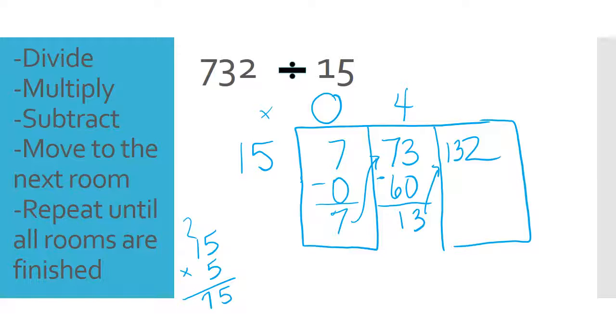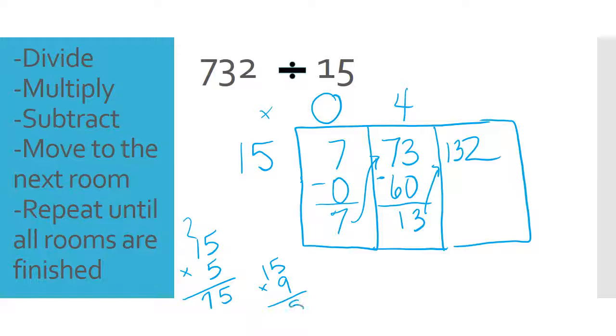Now I've got to do 15 divided into 132 because I've got to start every room over. Y'all know I'm going to have to do some cheese dip because I don't know my 15 facts. So I'm thinking to myself, if 15 times 5 is 75, I think I'm going to try 15 times 9 and see what I get.